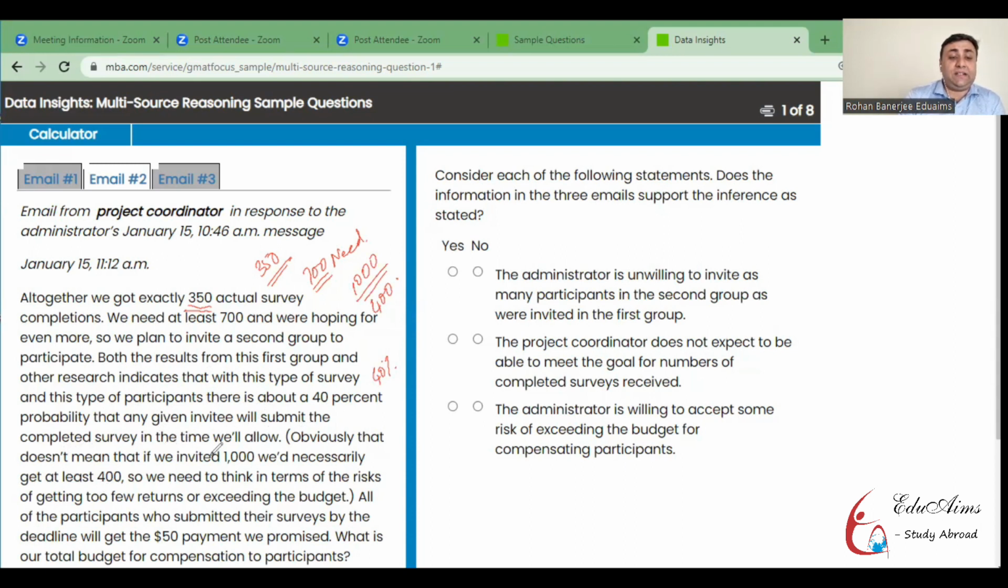Obviously, that doesn't mean that if we invite 1,000, we necessarily get at least 400. So we need to think in terms of the risk of getting too few returns or exceeding the budget.